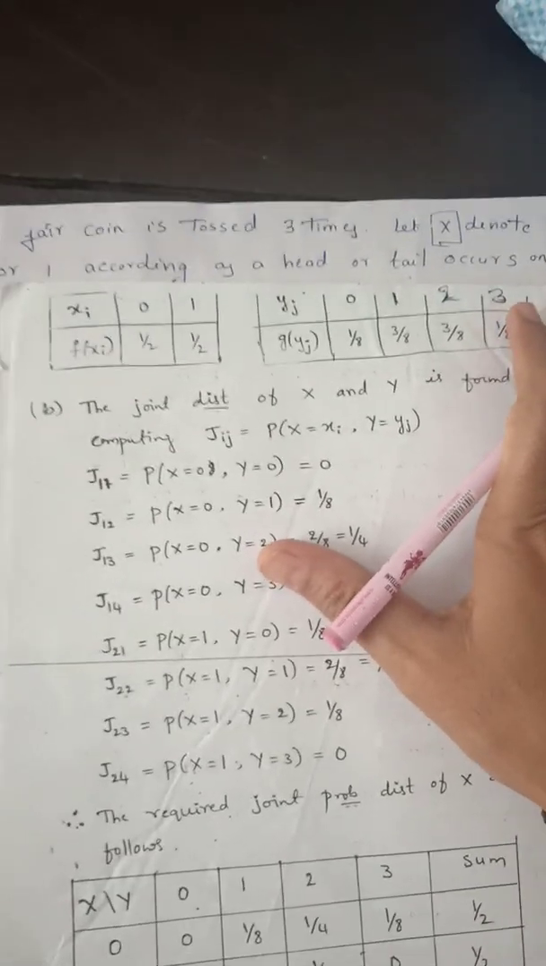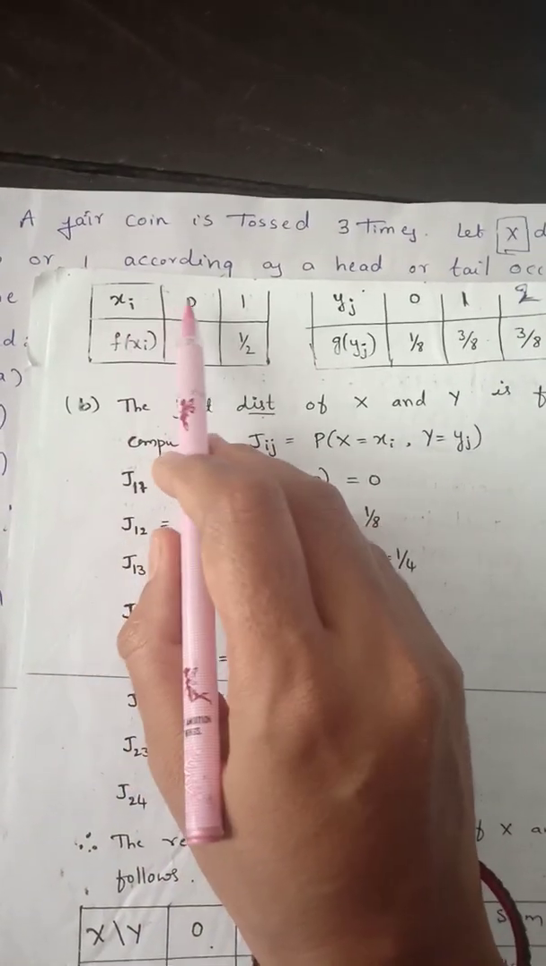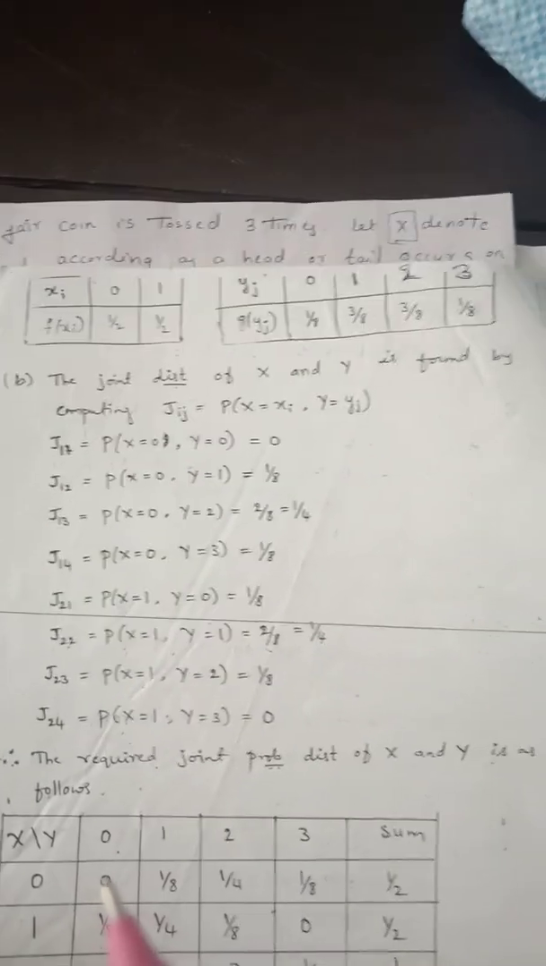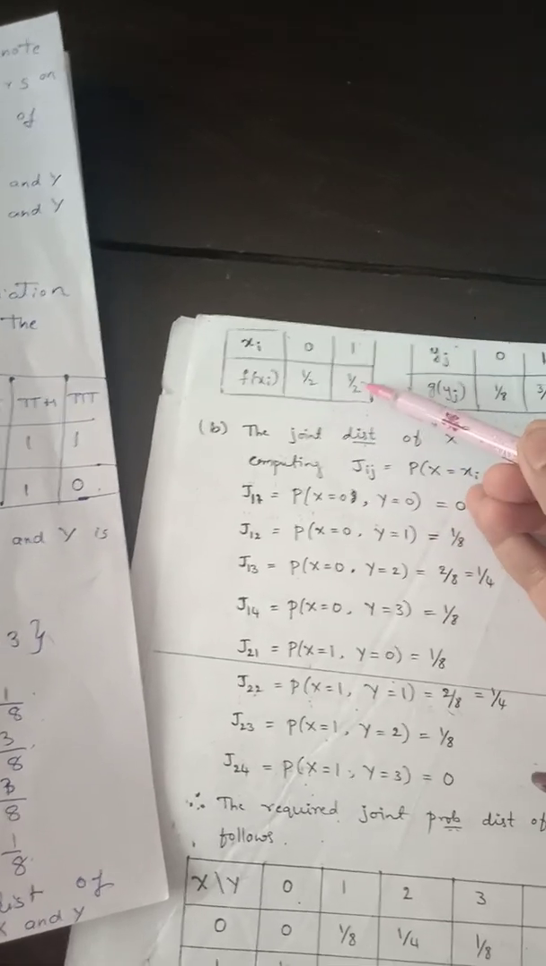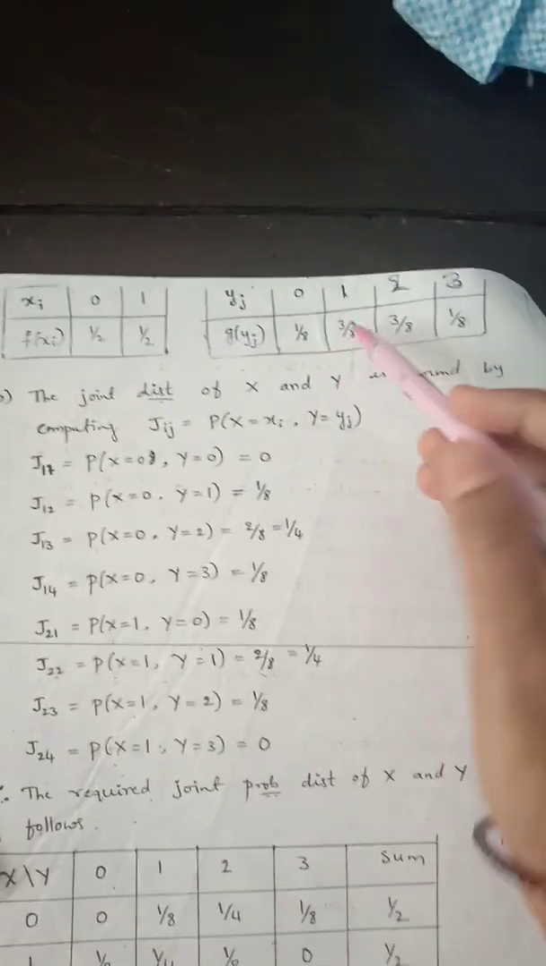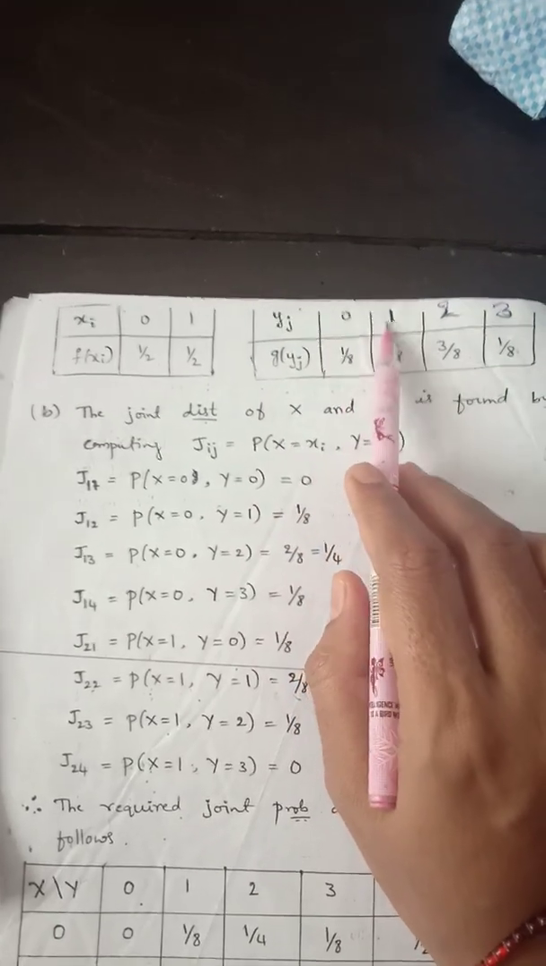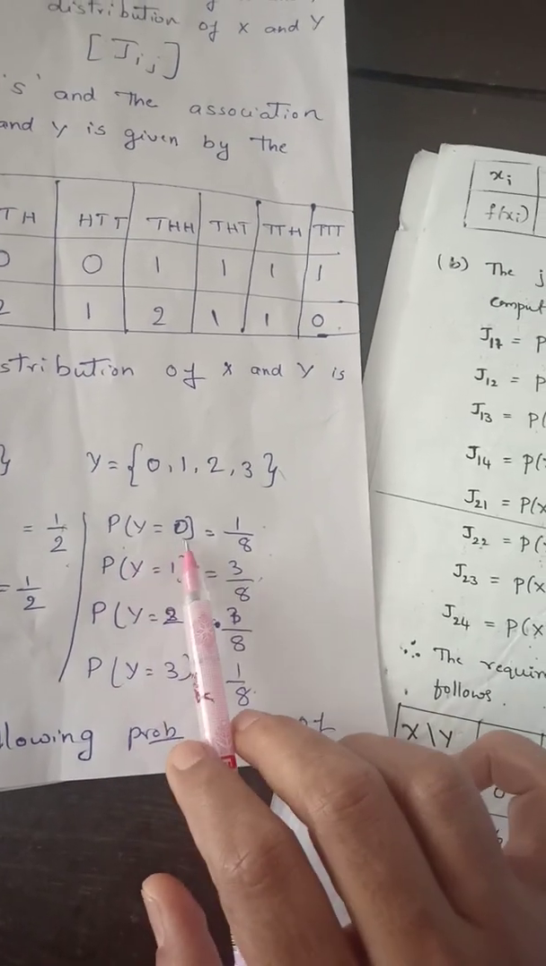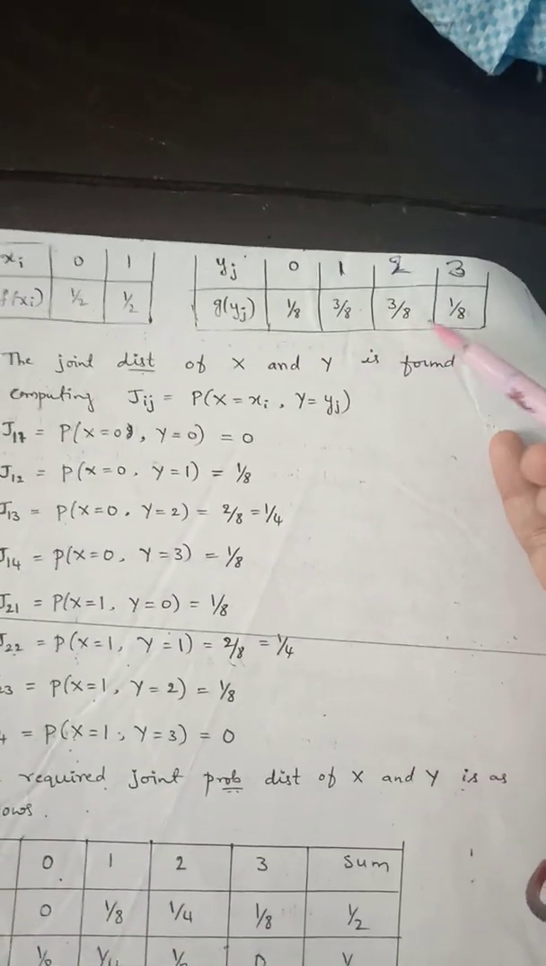So I am finding the marginal probabilities. First I write the marginal probabilities. X takes how many values? 0 and 1. So if x is 0, what is the corresponding P of x is equal to 0? How much you got? That is 1 by 2. So here I have written 1 by 2. Here also for 1 it is 1 by 2. Similarly, y takes the values 0, 1, 2, 3, with corresponding probabilities 1 by 8, 3 by 8, 3 by 8, 1 by 8.